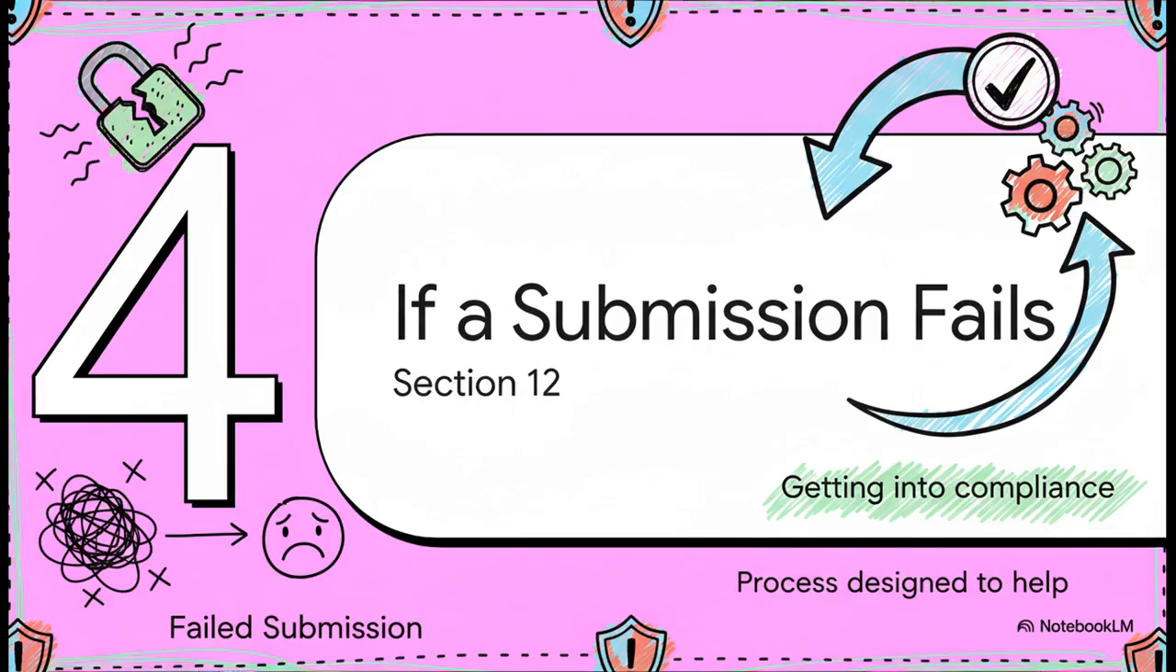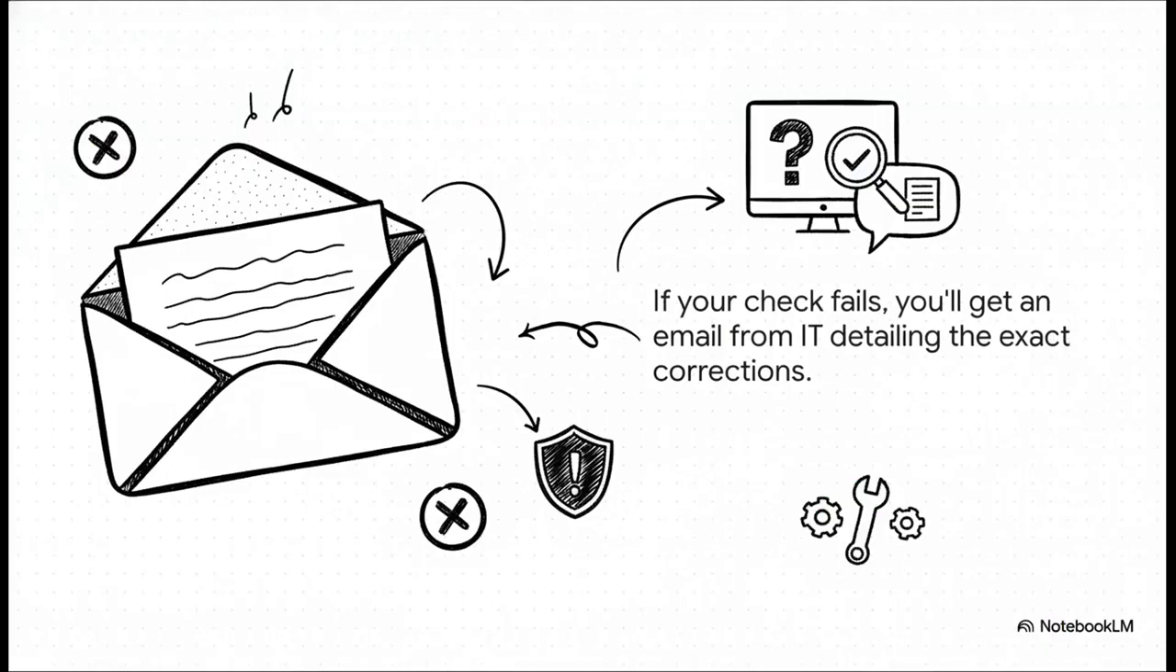fail. Now, nobody wants to see this, but let's talk about what happens if your submission fails. First things first, don't panic. It happens. But you do need to take it very seriously. The whole point of this process isn't to catch you out. It's to help you get everything set up correctly and securely. So if there are any issues, you'll get an automated email that looks something like this. And the key thing here is that it won't just say you failed. It's actually going to have specific, detailed notes from our IT team telling you exactly what needs to be fixed.